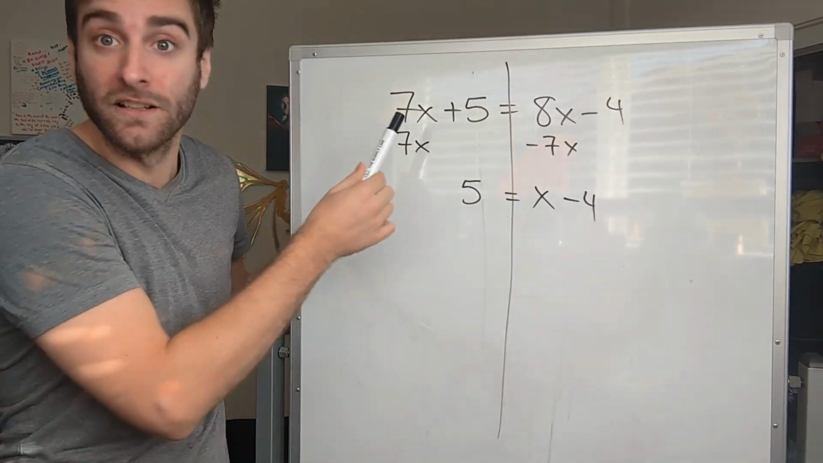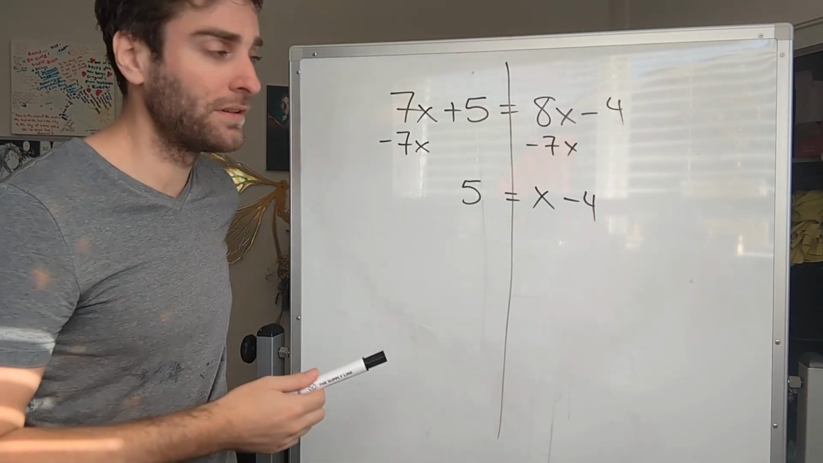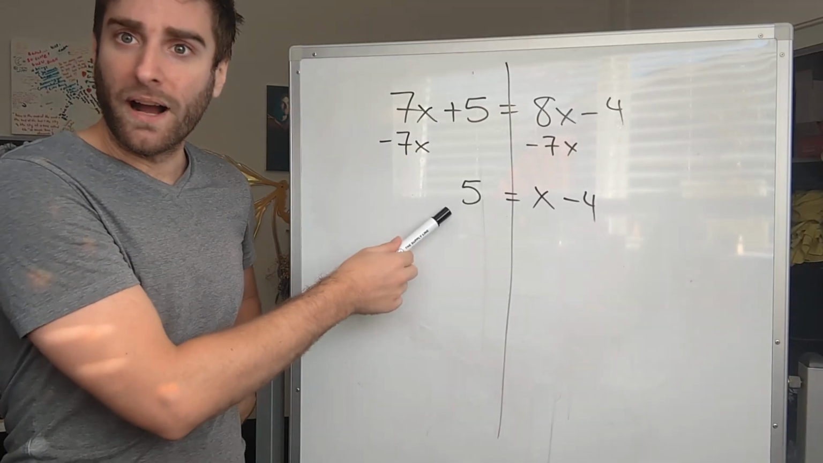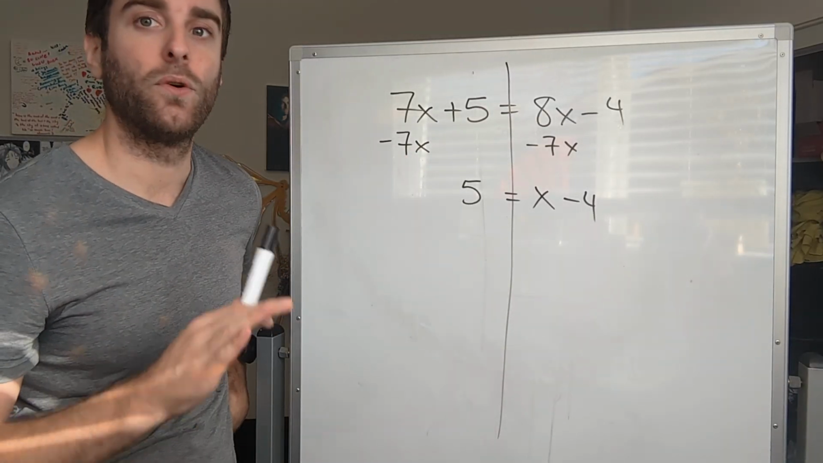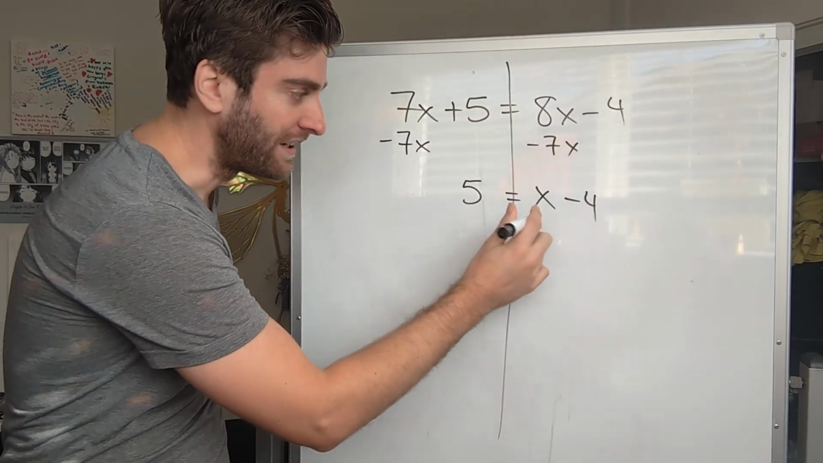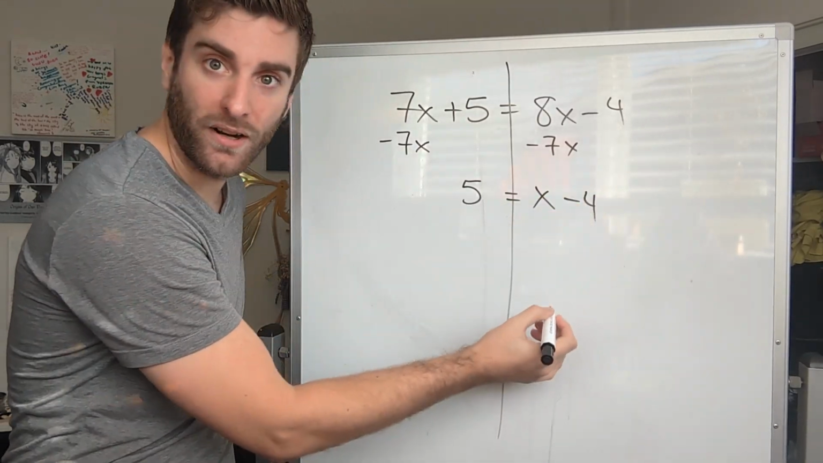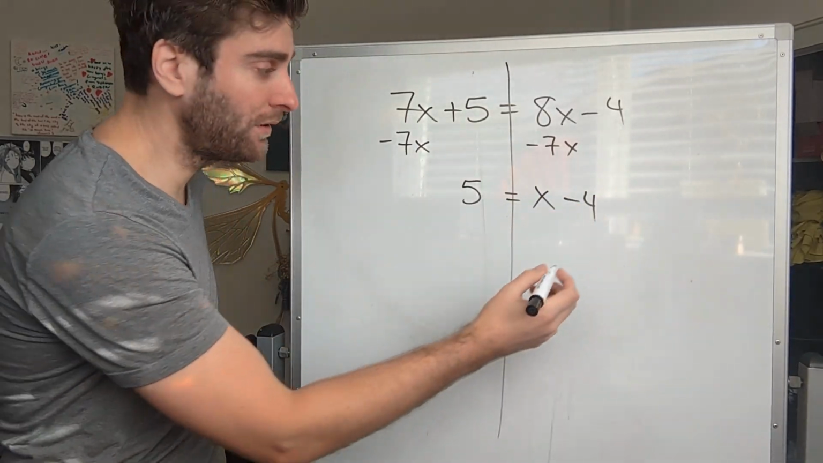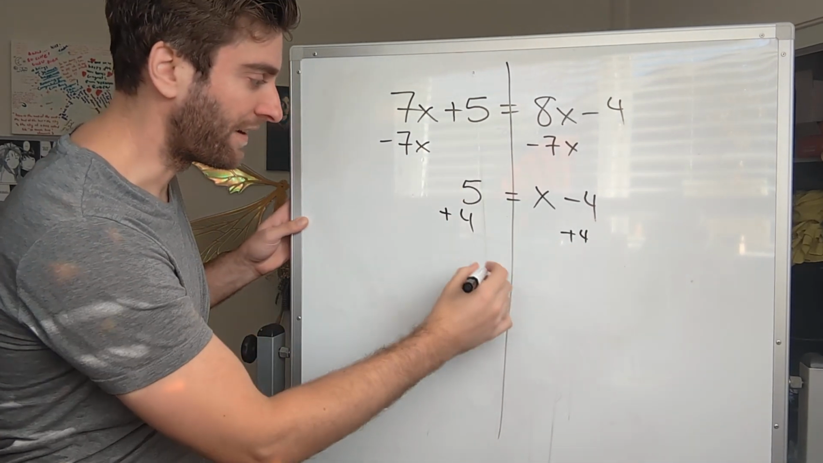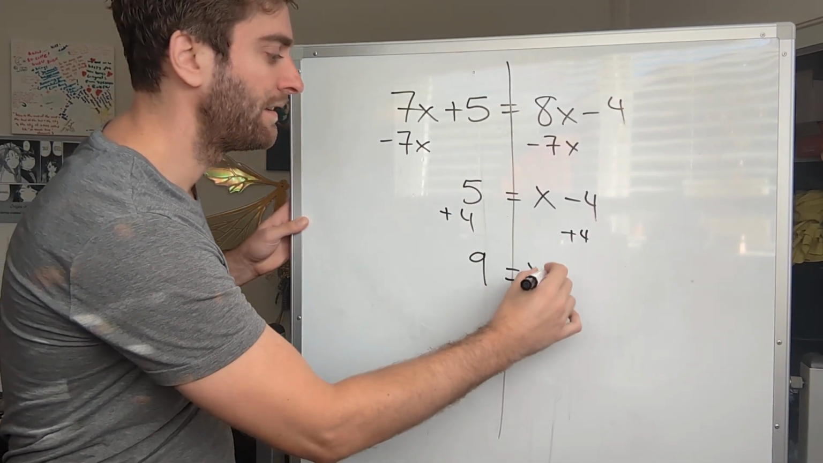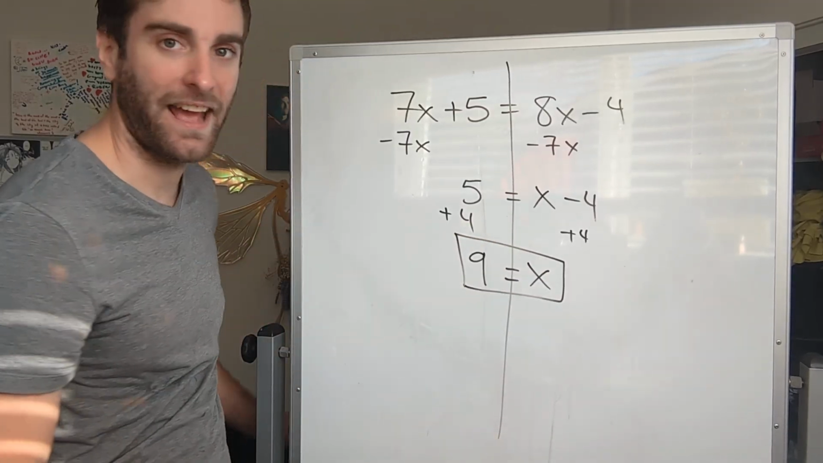I've had students that can literally look at it and be like, oh yeah, I know the answer. But combining our terms, putting all the x's on one side is going to make our life so much easier. To continue to solve, we're going to use our opposite operation. What is the opposite of minus 4? Plus 4. So that makes 9 is equal to x.